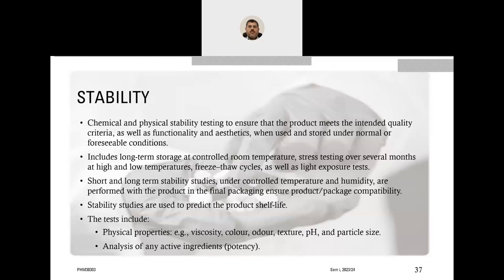So shelf life in general is the duration at which the product retains no significant physical or chemical change. Okay.